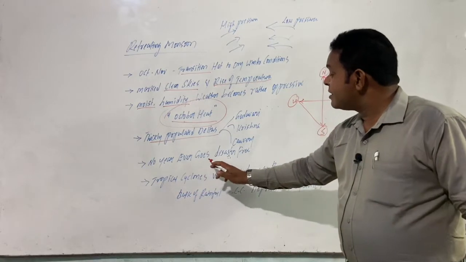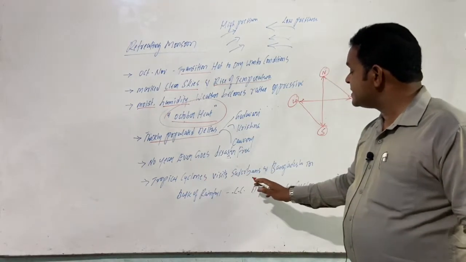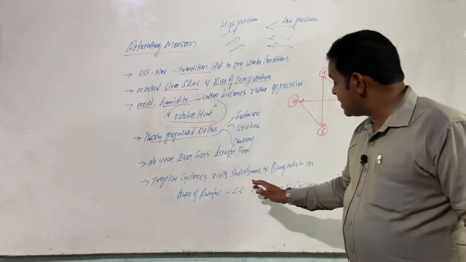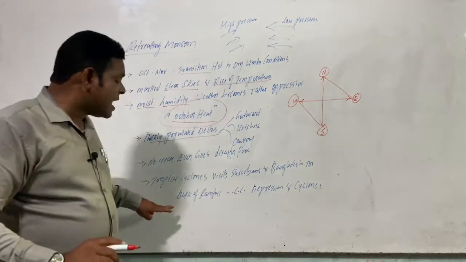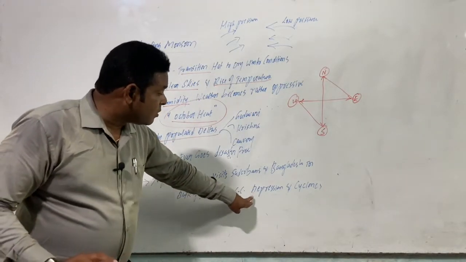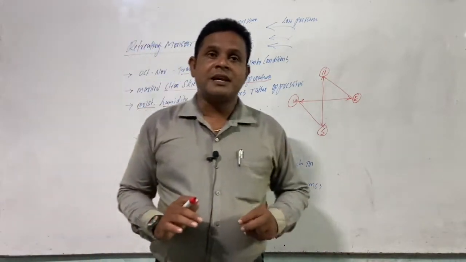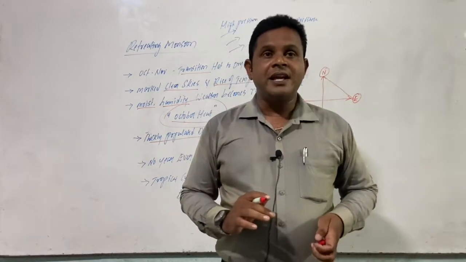No year ever goes disaster free. Tropical cyclones visit the Sundarbans in West Bengal and Bangladesh too. The bulk of the rainfall is received on the Coromandel coast, where depressions and cyclones take place. That is all related to the retreating monsoon.